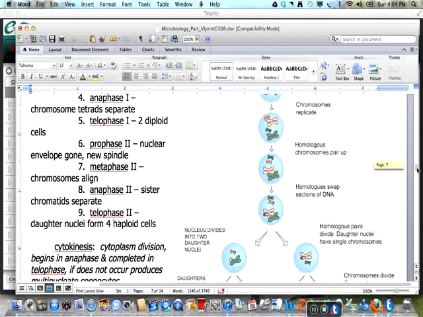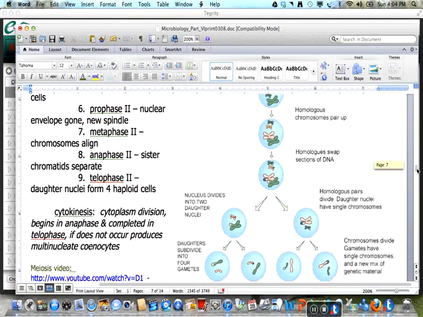And here we've got this diagram embedded in the notes that shows this process happening. The nuclear envelope disappears and a new mitotic spindle forms in prophase 2. In metaphase 2, the chromosomes align and the sister chromatids separate in anaphase 2. In telophase 2, we have 4 daughter nuclei in 4 haploid cells. In the second division, there is not a second copy of the chromosomes, leaving haploid cells.